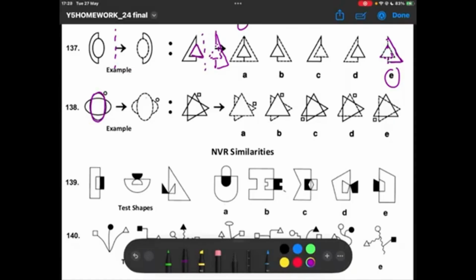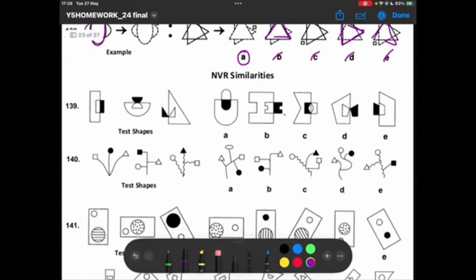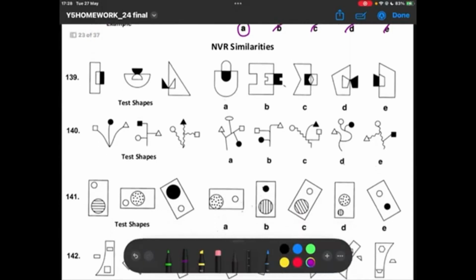So let's just rule out any that are not completely dashed. So B, this one is not dashed. C, neither of them dashed. D, this one is not dashed, and E, this one's not dashed. So we're actually just left with the answer. So the answer is A. So we didn't even have to draw it out. It's good to rule things out because it's made it easier.